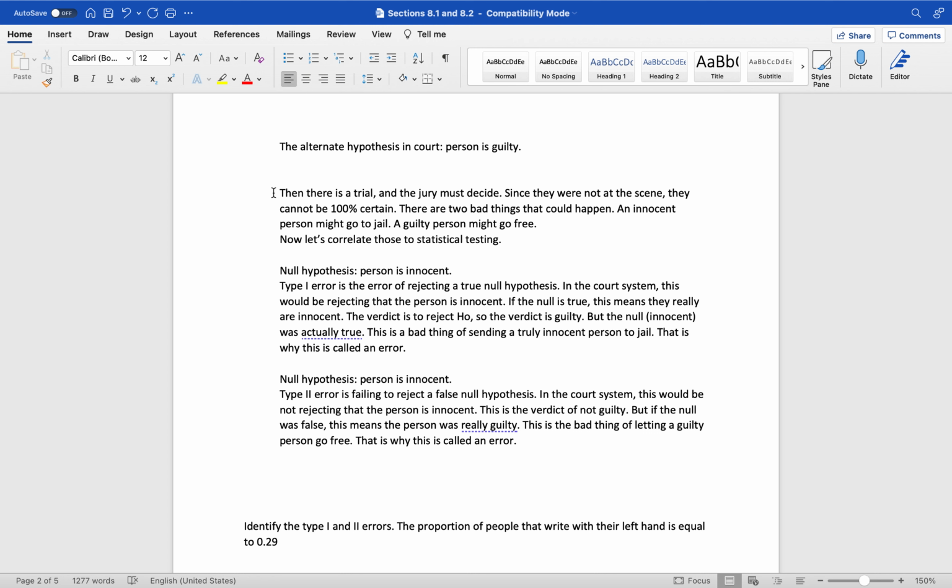Okay, let's go back. The null hypothesis: the person is innocent. Type 2 error is failing to reject a false null hypothesis. In the court system, this would be not rejecting that the person is innocent. This is the verdict of not guilty. They don't reject that the person is innocent, which means they just keep believing that. But if the null was false, this means the person was really guilty. This is the bad thing of letting a guilty person go free. That's why it is an error.